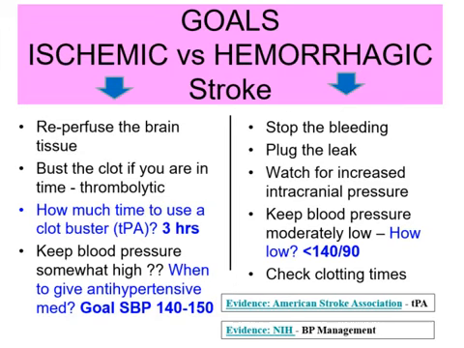Whereas our hemorrhagic strokes, remember those are our bleeding strokes, we want to plug the leak. We want to watch out for that ICP. We want to keep the blood pressure moderately low, less than 140 over 90, and we want to check our clotting times. So with our ischemic strokes, we can give TPA.